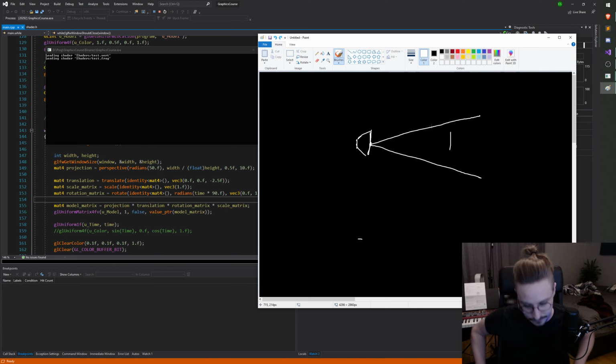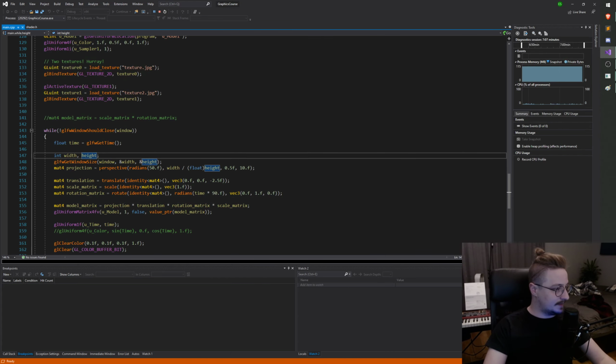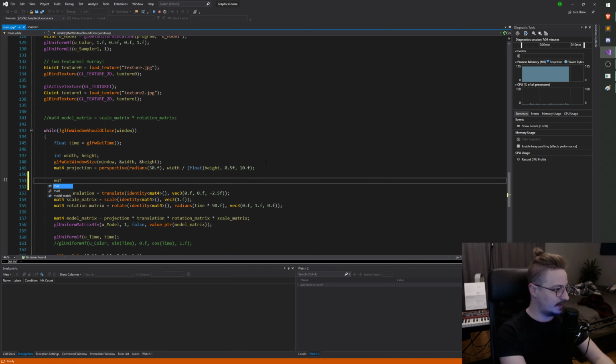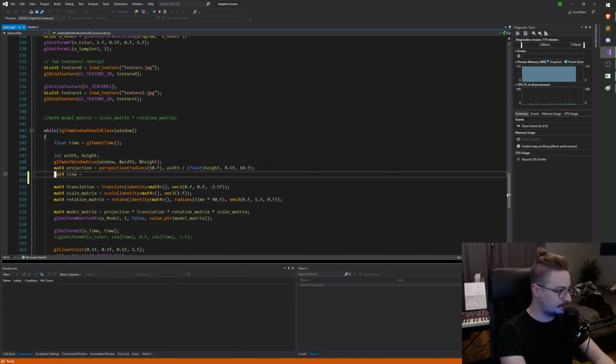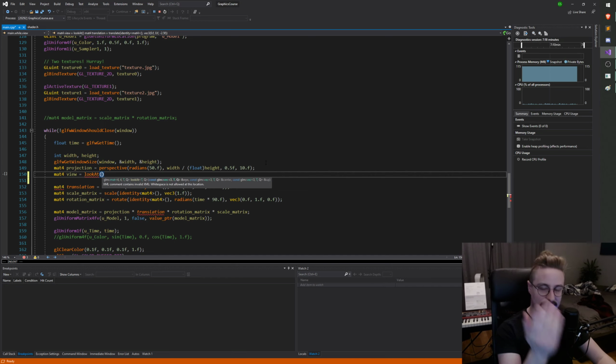So let's do it. Let's make a view matrix. And so I'm gonna make a mat for view here. And we're gonna use a function called look at. And this is one way of doing it. There's many ways to do camera view matrices, but one very useful one is called a look at matrix. So here we have three arguments. We have the eye, we have the center, and we have the up.